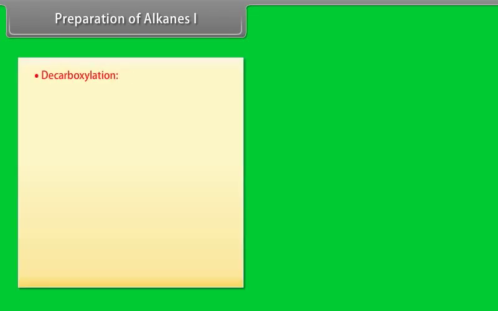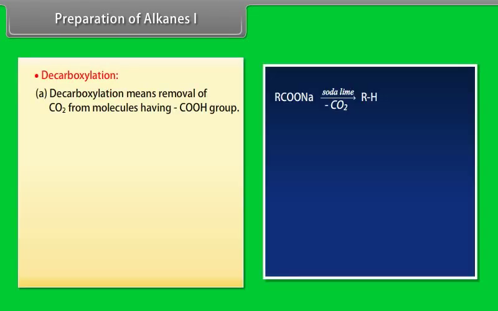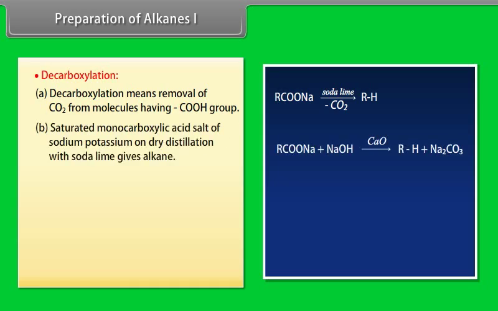Preparation of alkanes, Part 1. Decarboxylation. Decarboxylation means removal of CO2 from molecules having a COOH group. The sodium or potassium salt of a saturated monocarboxylic acid, on dry distillation with soda lime, gives an alkane.